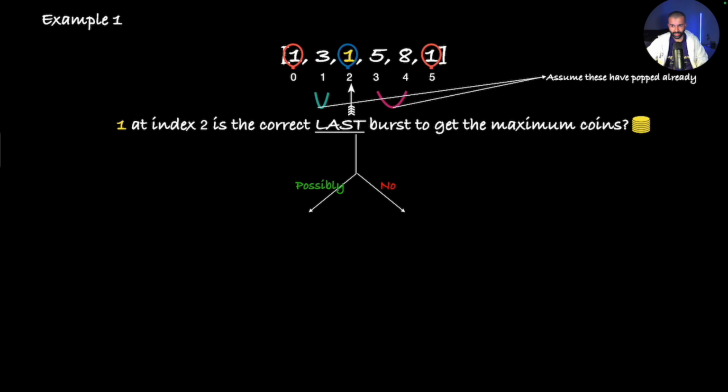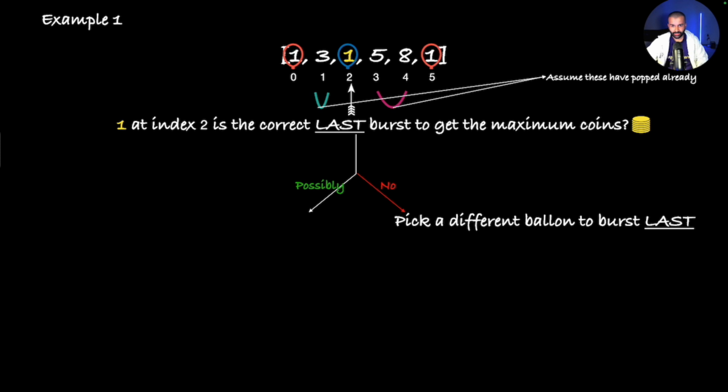If 1 at index 2 is not the last balloon that we need to pop to get the maximum coins, then it's simple. We simply pick a different balloon to burst last. And we'll talk about evaluating this pretty soon. But this is pretty simple. You pick a different balloon. But if 1 at index 2 is indeed the correct last balloon to pop to get the maximum coins, then there are some things that you need to consider.